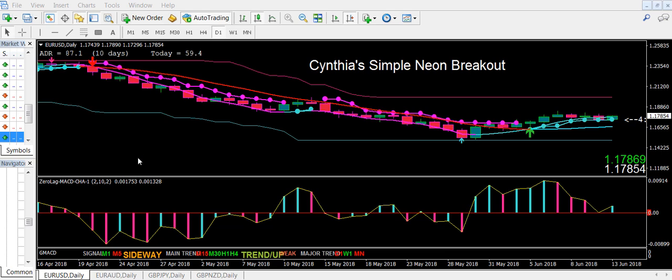And so here would have been your reentry. All of these volatility bars are below the red zero line, so you know as long as they stay below the red zero line, you're going to only be taking sell trades.